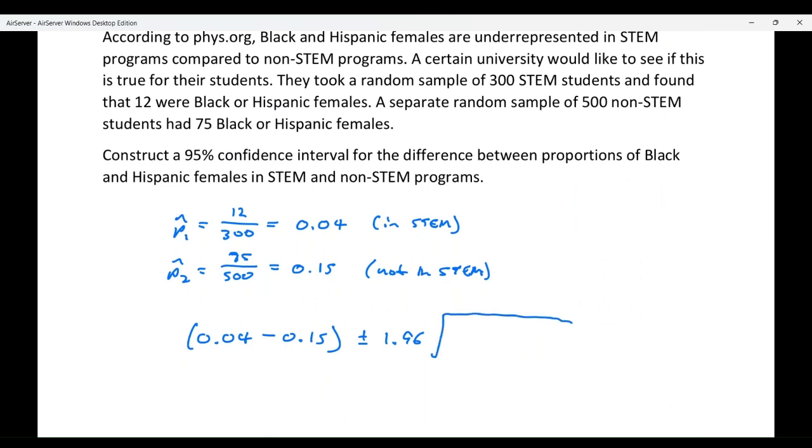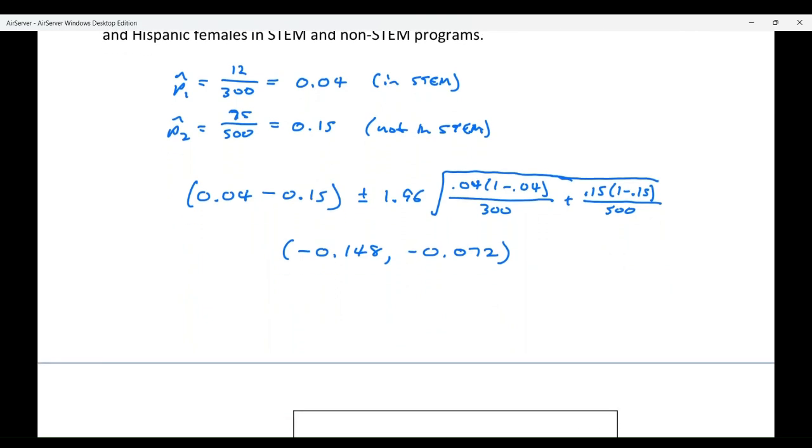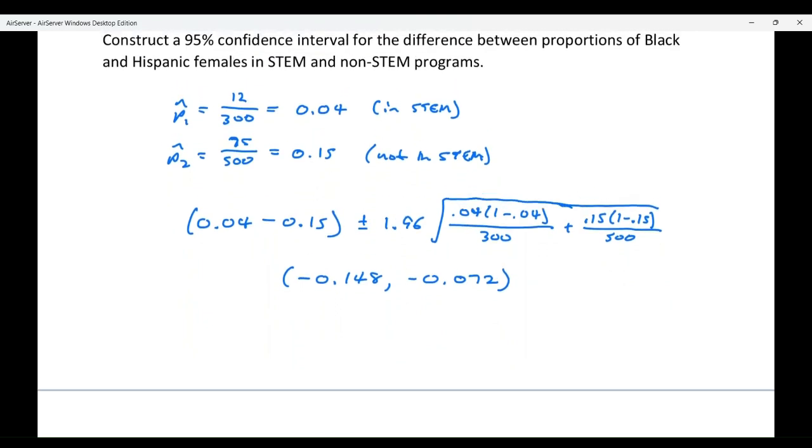And then we have P1, 0.04, times 1 minus P1 divided by the sample size of 300, plus P2 times 1 minus P2 all over its sample size. And that gives us an interval of negative 0.148 to negative 0.072. All right. So I'm not going to write this out, but again, we are confident, right?